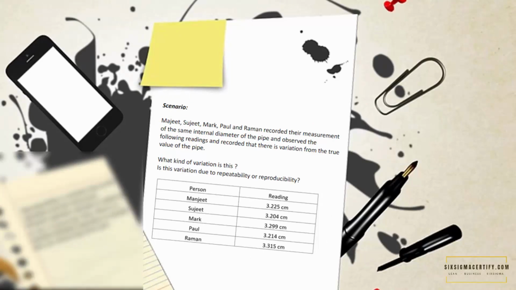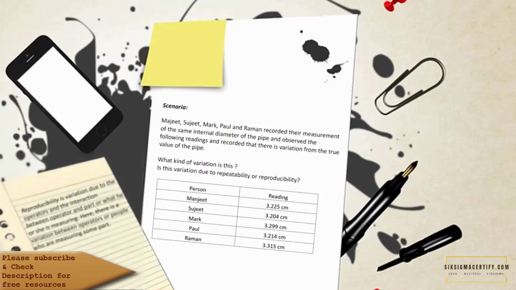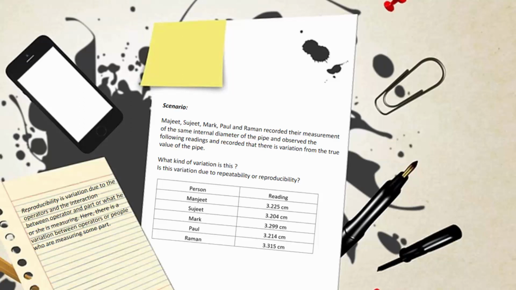Manjit, Sujit, Mark, Paul and Raman recorded their measurement of the same internal diameter of the pipe and observed the following readings, and they recorded that there is variation from the true value of the pipe. What kind of variation is this? Is this variation due to repeatability or reproducibility? This is quite an easy one. We know that reproducibility is the variation due to the operators and the interaction between operator and the part or what he or she is measuring. Here there is variation between operators or people who are measuring the same part. So it has to go with reproducibility.